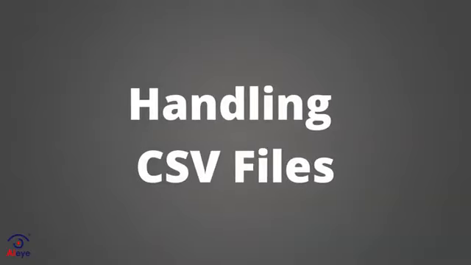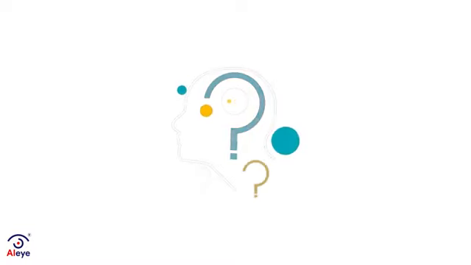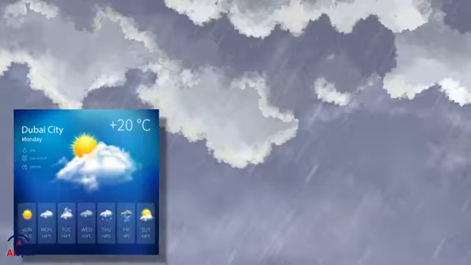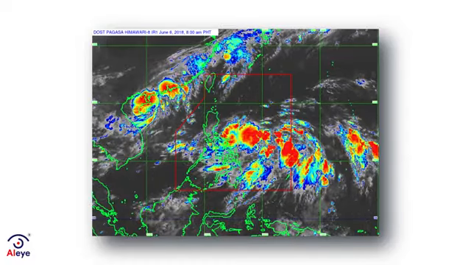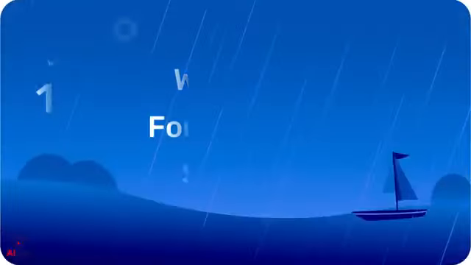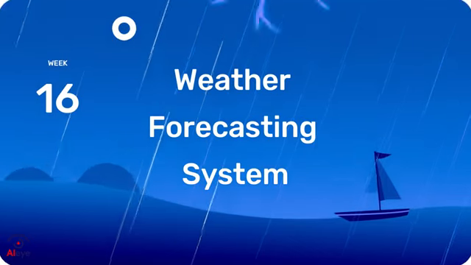Next, we will take a look at CSV file handling. CSV stands for comma-separated values. Based on your experience, you may have noticed how accurate modern-day weather forecasting systems are. Artificial intelligence is heavily used in various forecasting systems. In week 16 of this program, you will learn to model and test an AI-based weather forecasting system.